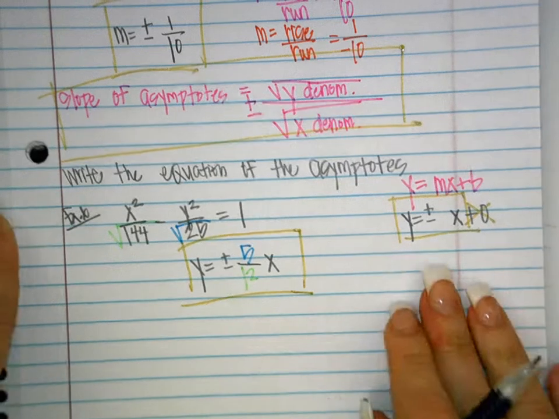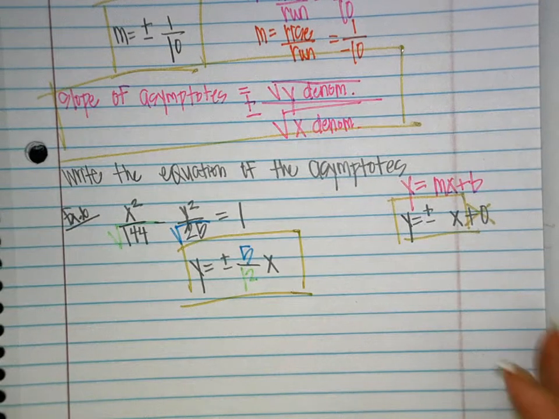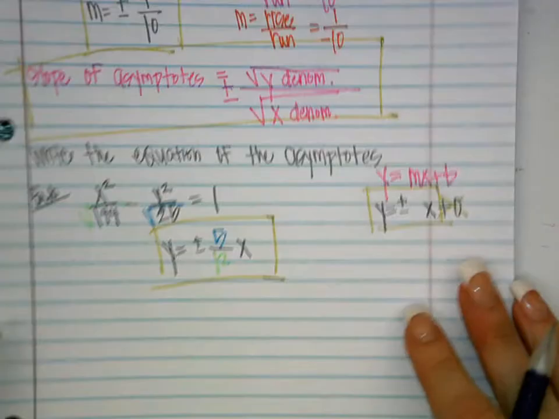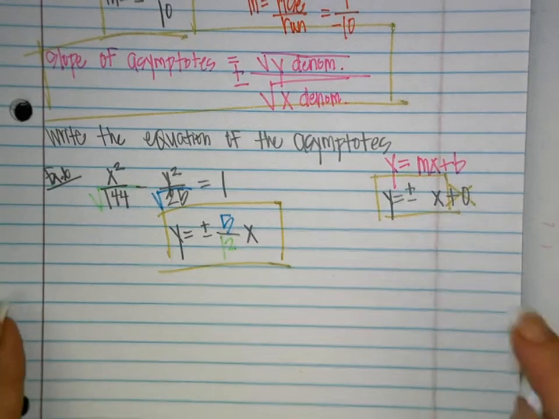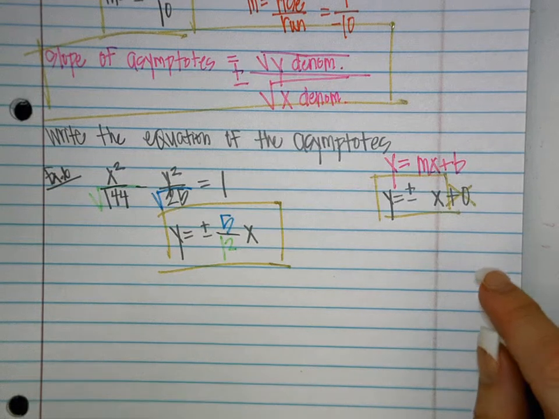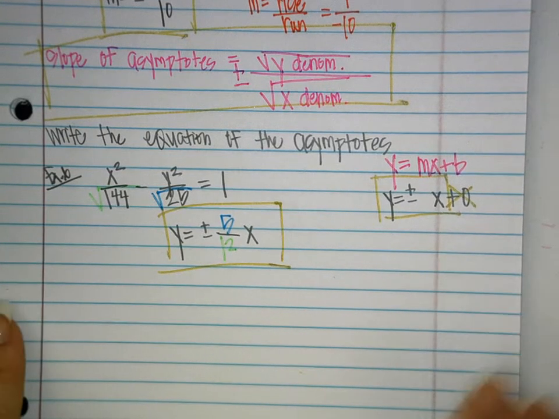So the only difference here is if I just ask for the slope, you write m equals plus or minus. If I ask for the equation, you have to put in a y and an x. But that's it. Questions on how I did that? Okay, I'm going to give you one more and then we'll be done.